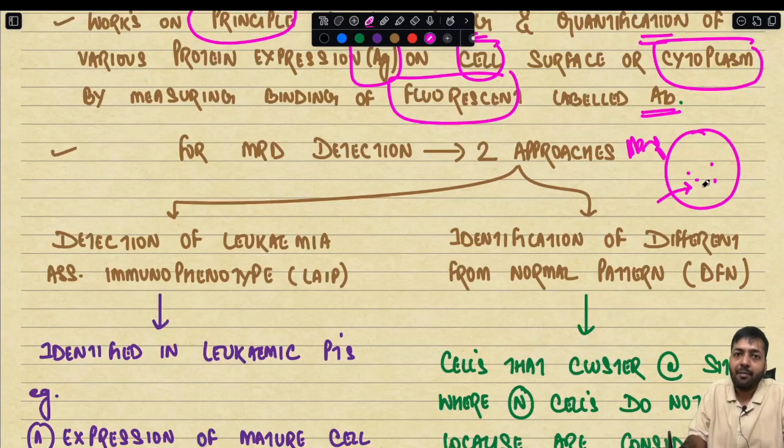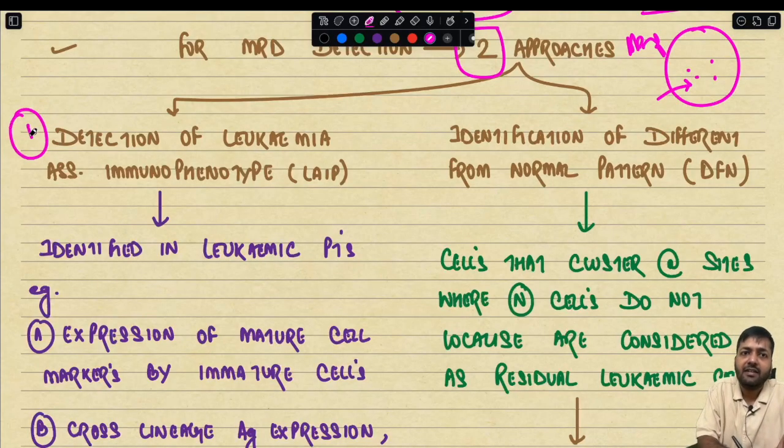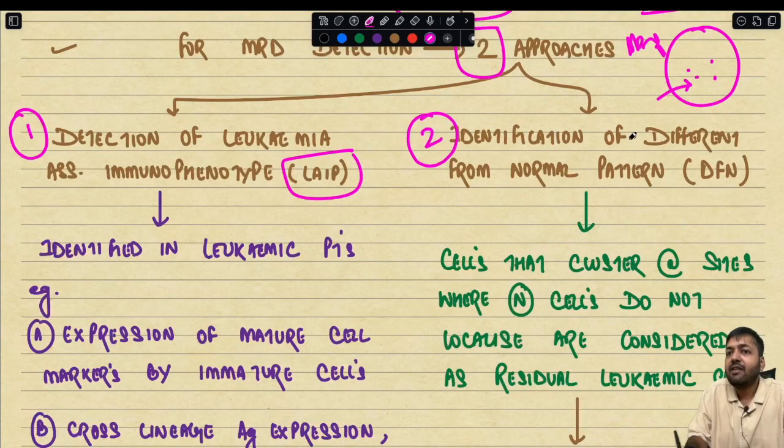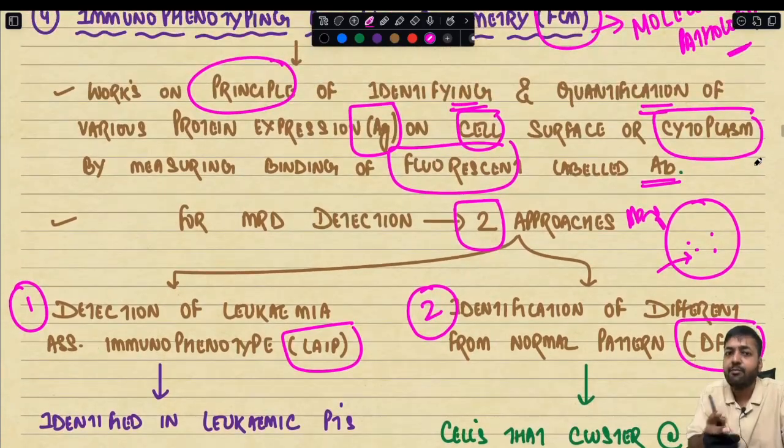So for MRD detection, IPT can be used in two ways. Number one, MRD detection by flow cytometry can be done in two ways. Number one is detection of leukemia associated immunophenotype, also called LAPE. Number two, identification of different from normal pattern, DFN. These two terms, if you do not write them in the exams, you will not get marks. So the LAPE and DFN approach by IPT is very important.